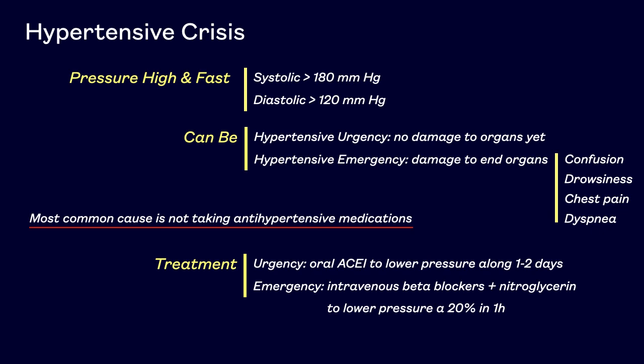So treatment for a hypertensive urgency is done with oral medications like ACE inhibitors, while in a hypertensive emergency, the goal is to lower the mean arterial pressure by 20% within the first hour, and the treatment is to give intravenous medication like beta blockers, calcium channel blockers, and vasodilators like nitroglycerin, that you will see is very important in the coming lecture about angina pectoris.